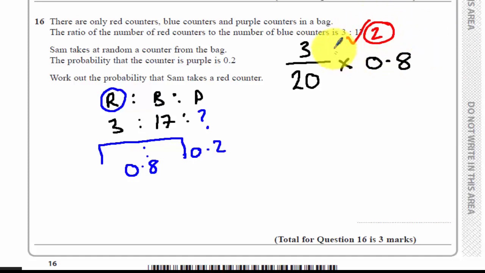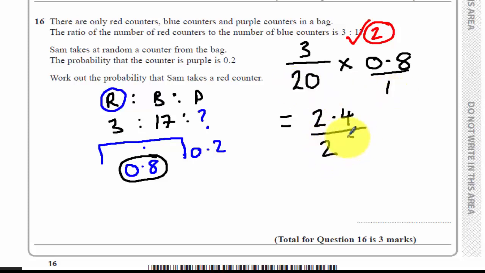Just to take a moment to go over that again, this part of the counters, the red and the blue, has a probability of 0.8 of appearing, and 3 out of 20 of the counters are red. So I want 3/20ths of 0.8 to get my probability that I pick a red. Don't forget any whole number has a 1 on the bottom, so when you multiply, I'm doing 3 times 0.8, which is 2.4. 20 times 1 is 20.